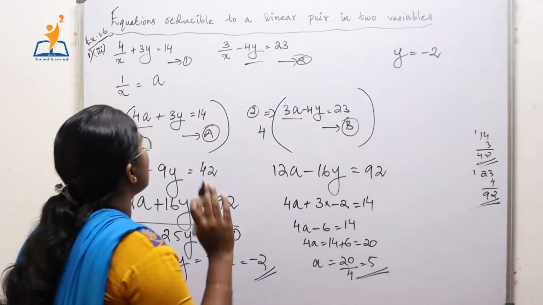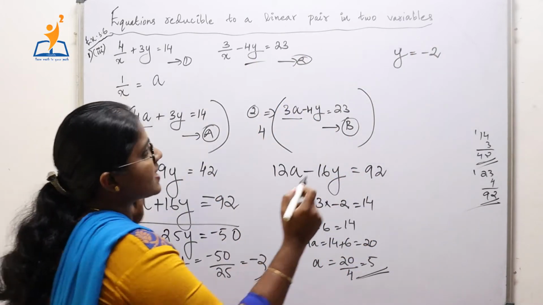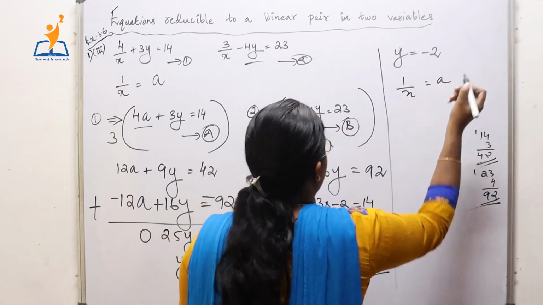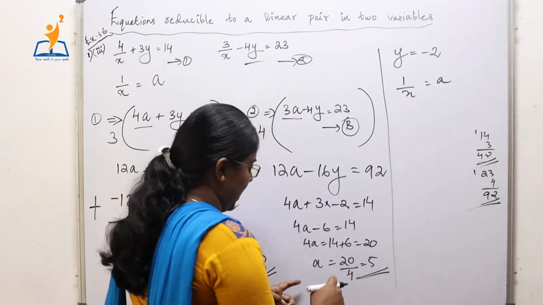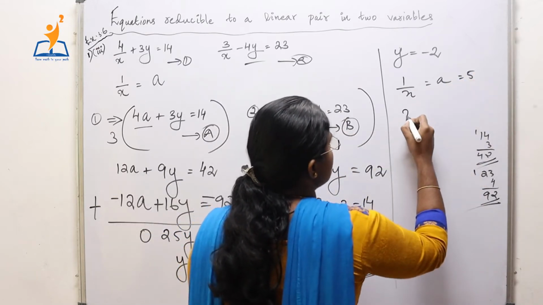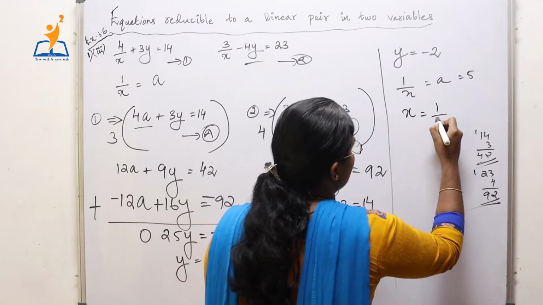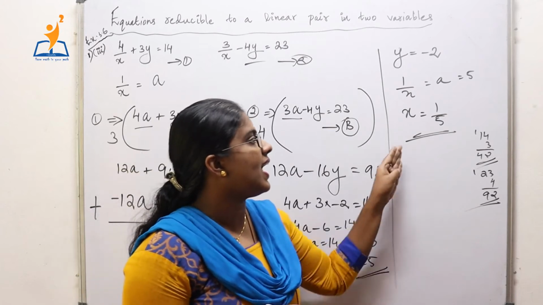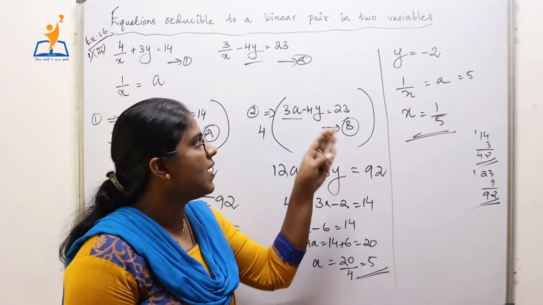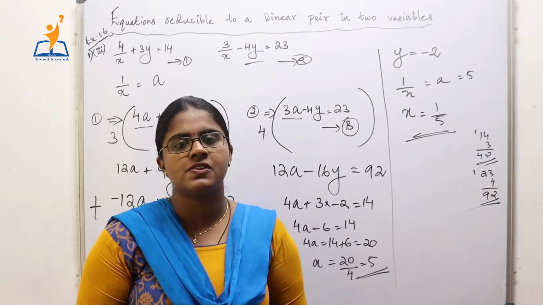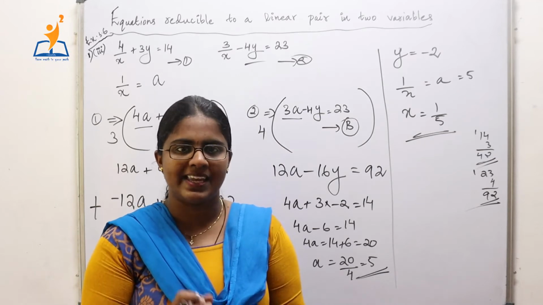Now we want to find the value of x. We know 1 by x is equal to a. And we know the value of a, that is 5. So 1 by x is equal to 5, which means x is equal to 1 by 5. So we got both the values of x and y. X is equal to 1 by 5 and y is equal to minus 2. So that's the end of this question. Now we shall move to the next question.